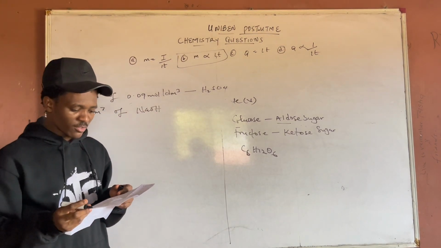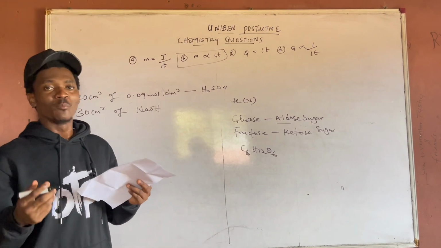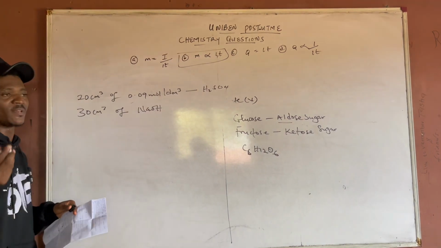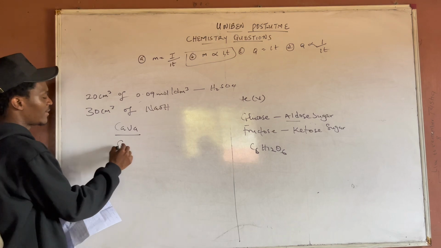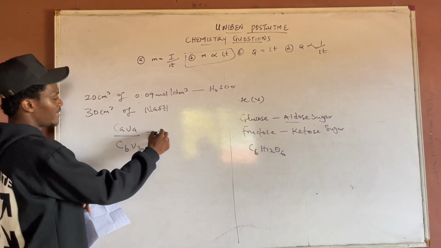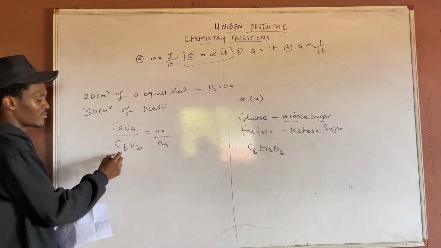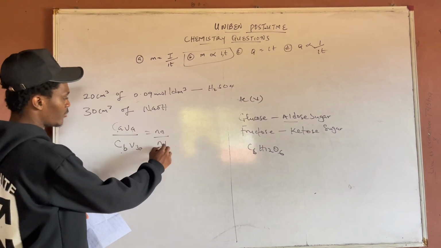The molar concentration of sodium hydroxide is, now we are told to calculate the molar concentration of sodium hydroxide. This question is taking our mind to titrimetry, that is titration. That has it that we have to work with this formula, which is CAVA over CBVB equal to Na over Nb. Ca is concentration of acid, volume of acid, concentration of base, volume of base, number of moles of acid, and number of moles of base.